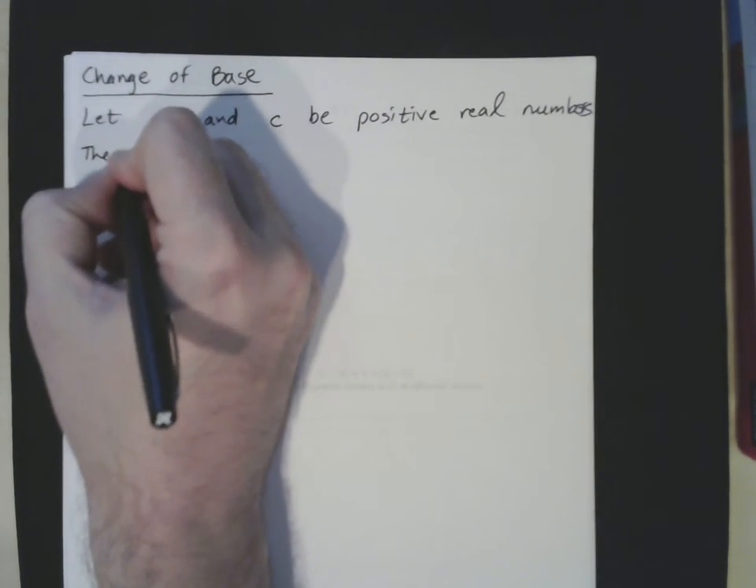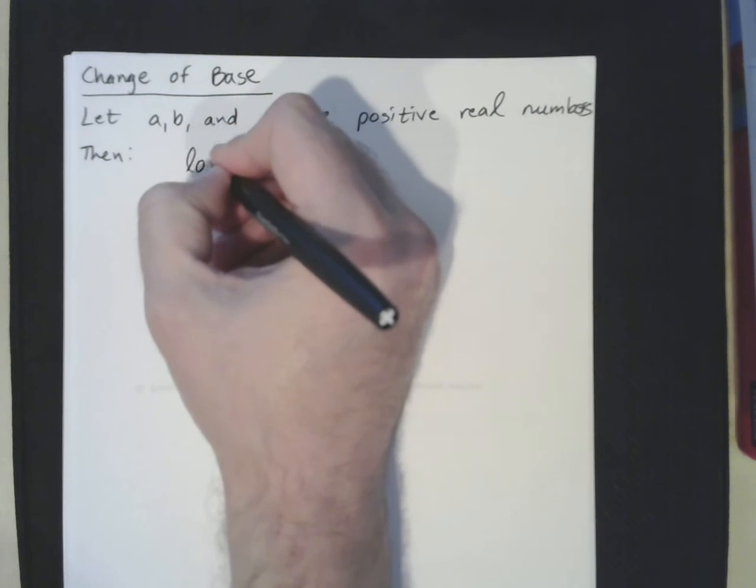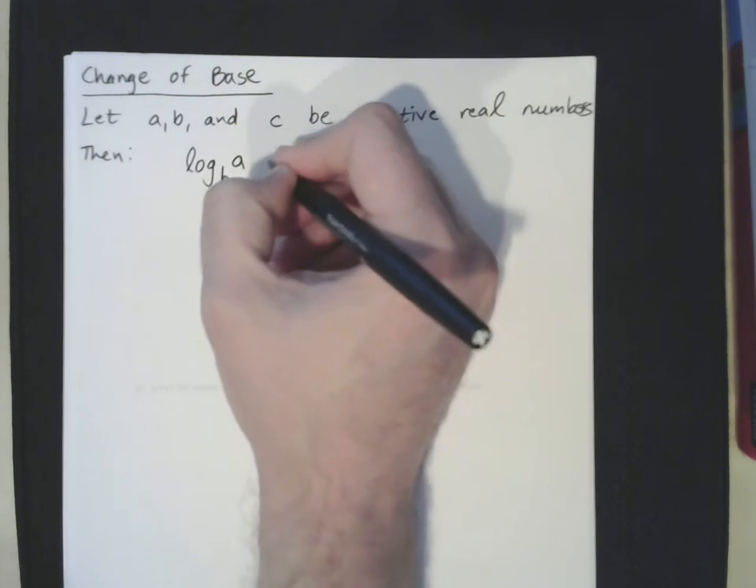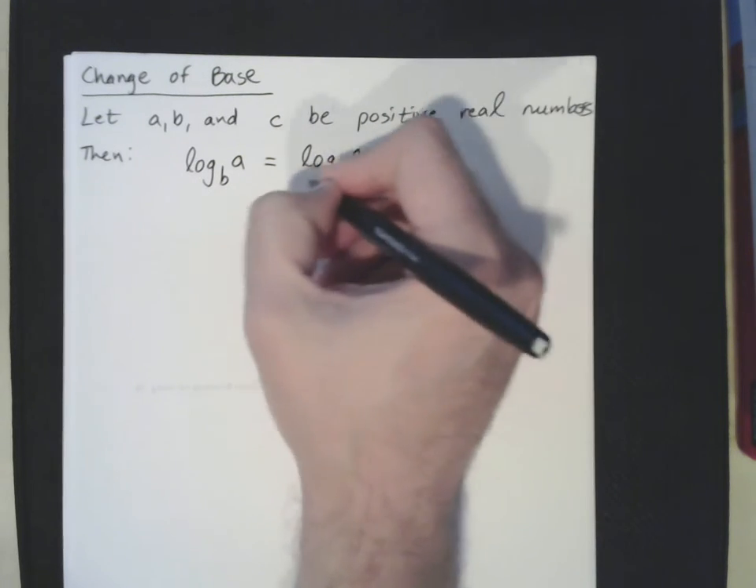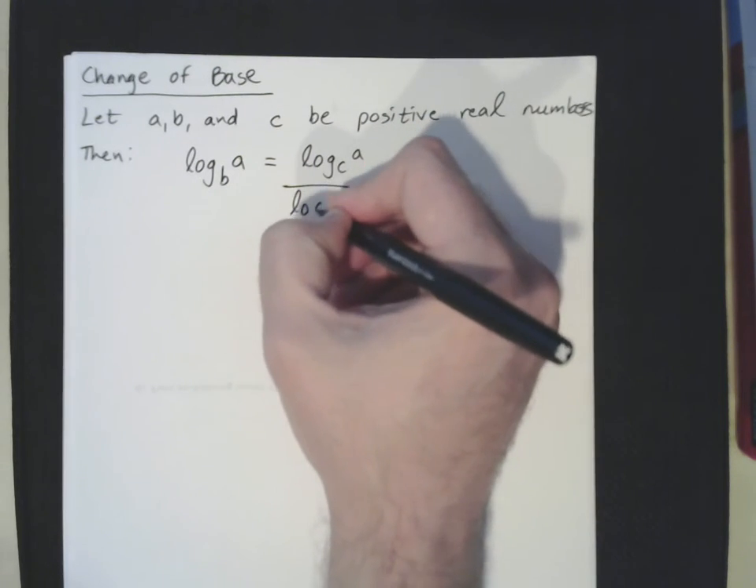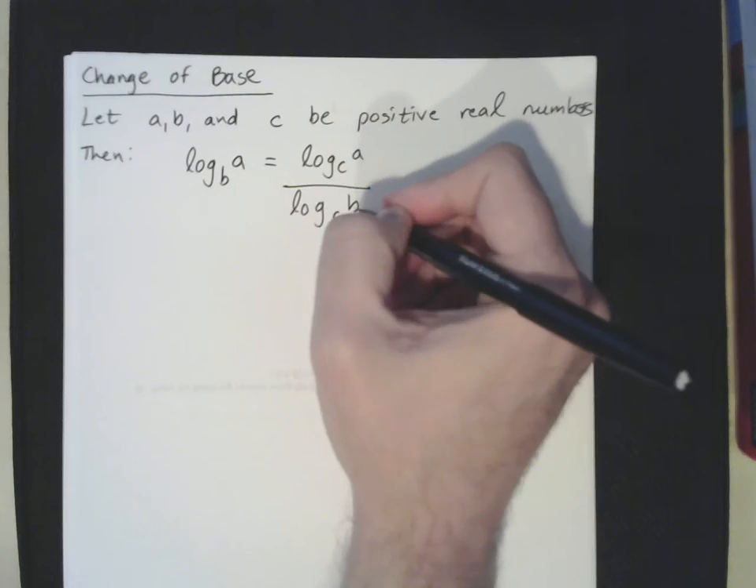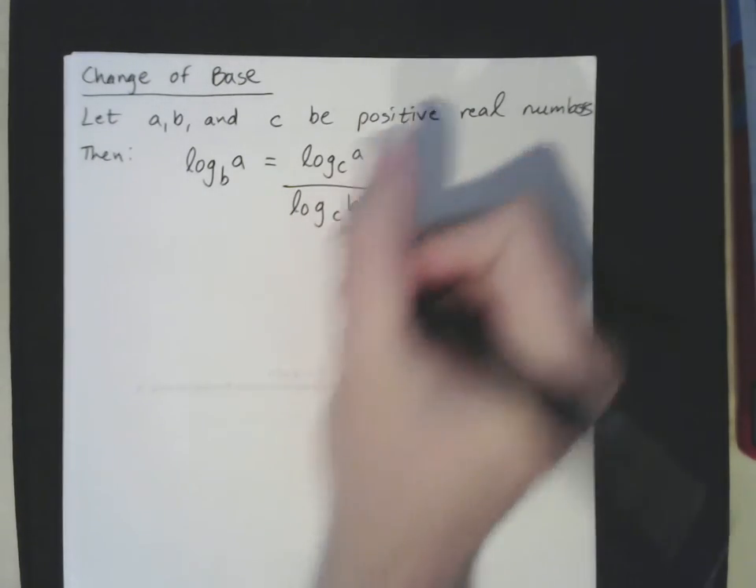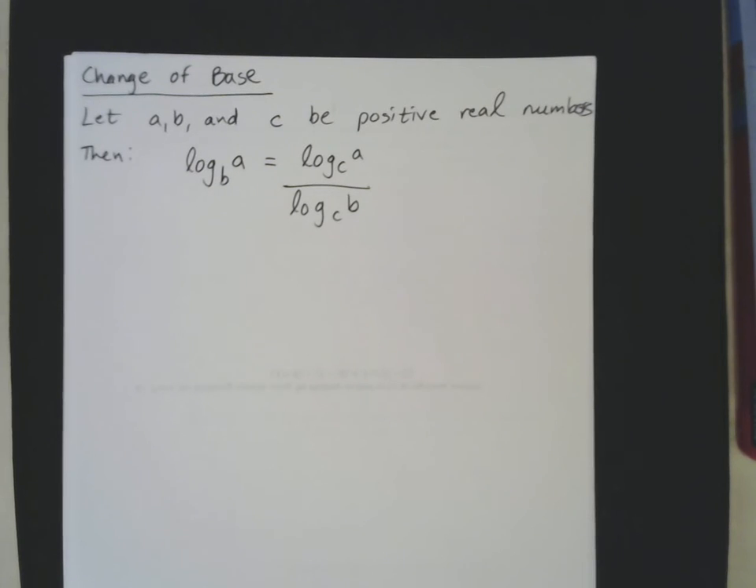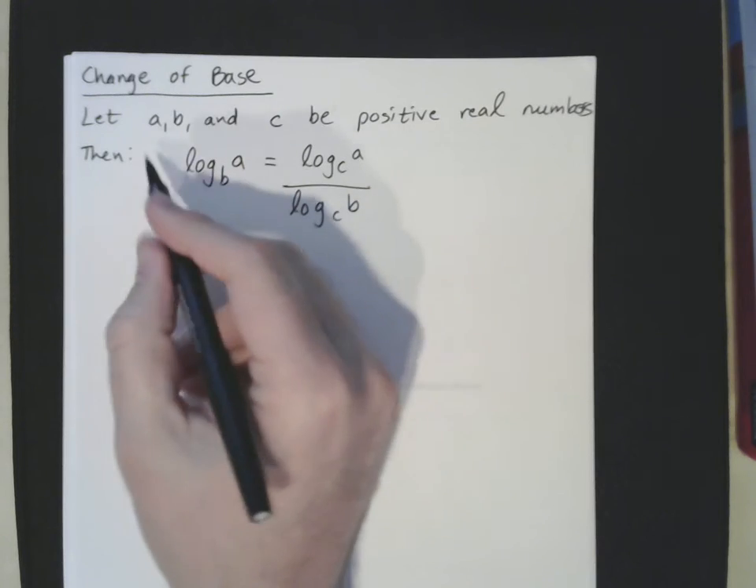Then log base B of A equals log base C of A divided by log base C of B. Now this works for any base C that we want, but if you take a glance at your calculators, you'll notice that most calculators don't have a log base B of A button. Some newer calculators might.